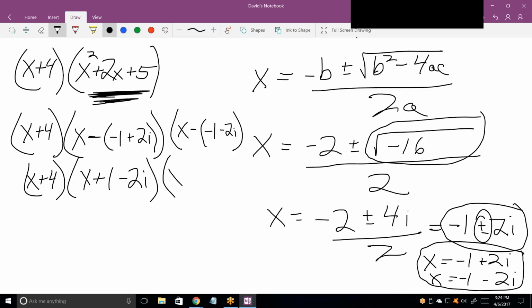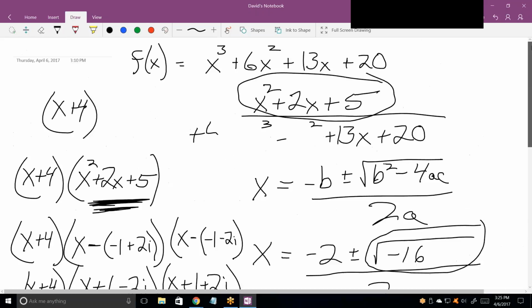So there's your answer. There are your three factors. If I multiplied these three terms together, I would get the starting cubic that you started with. And that was them giving us one of the solutions.